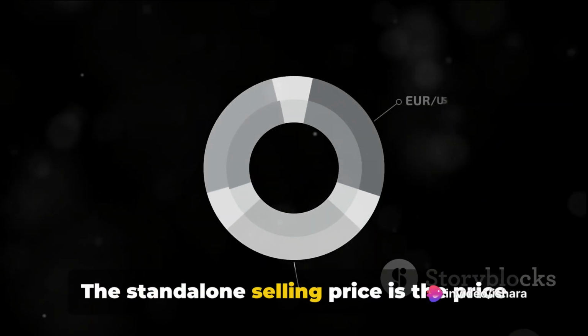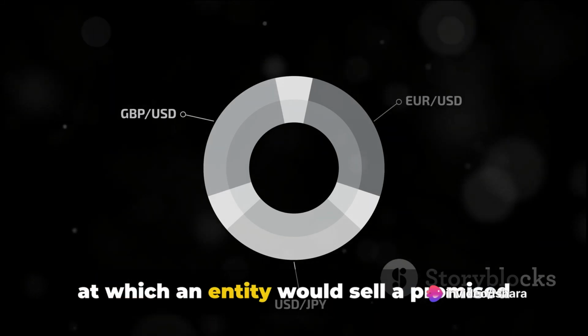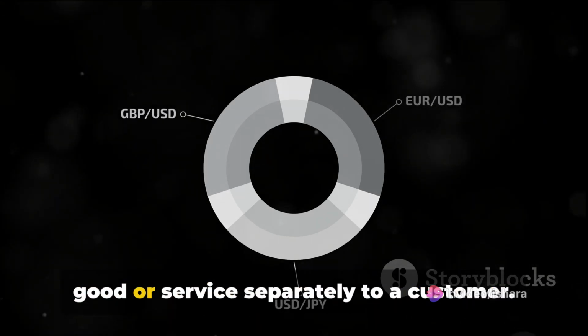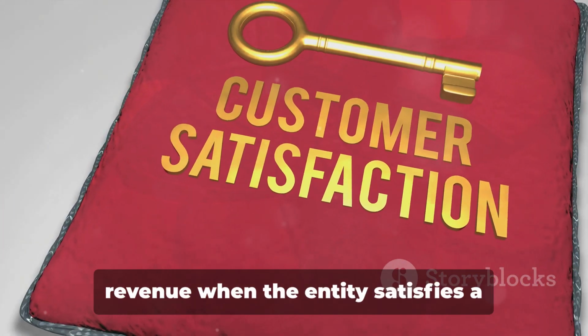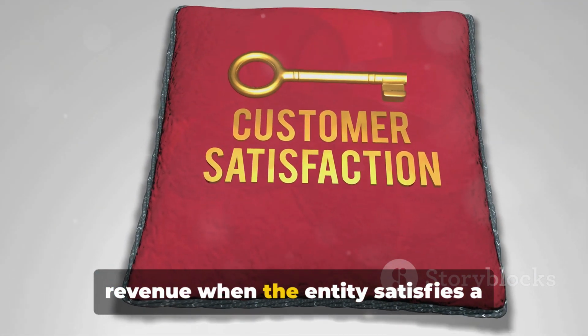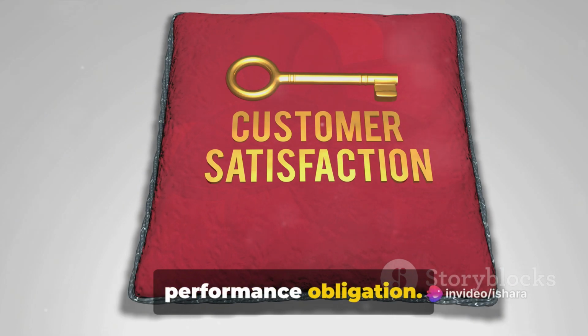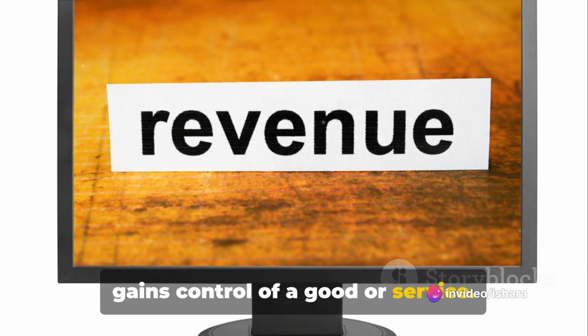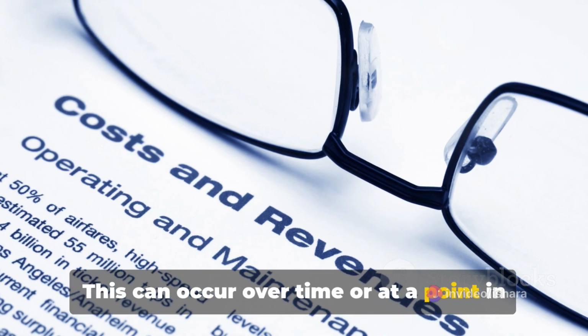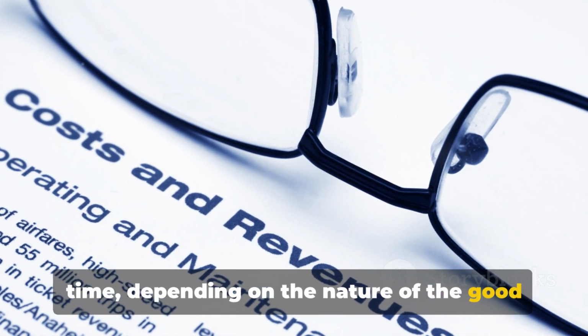The standalone selling price is the price at which an entity would sell a promised good or service separately to a customer. The final principle is recognizing revenue when, or as, the entity satisfies a performance obligation. Revenue is recognized when a customer gains control of a good or service. This can occur over time or at a point in time depending on the nature of the good or service.